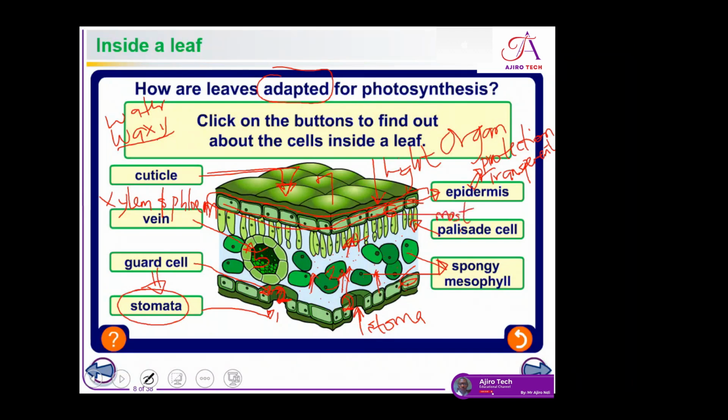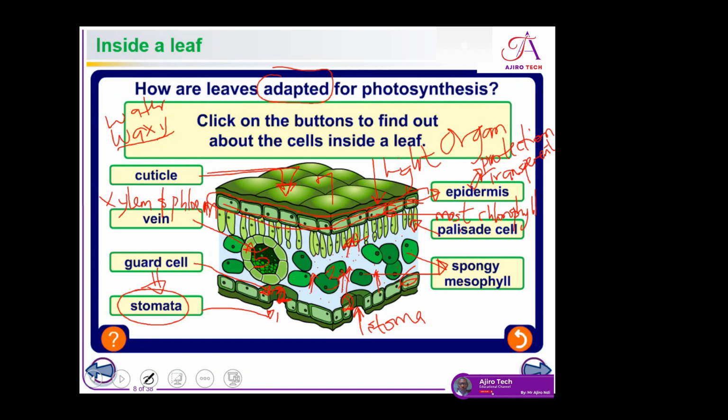The palisade cells have the most number of chloroplasts or chlorophyll. What does that tell you? That they're very green. And what does that mean? What happens in the chlorophyll essentially? That is where photosynthesis takes place. So the more chloroplasts or chlorophyll there are, the higher the rate of photosynthesis that occurs there.